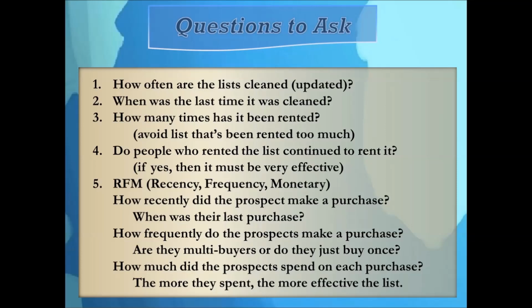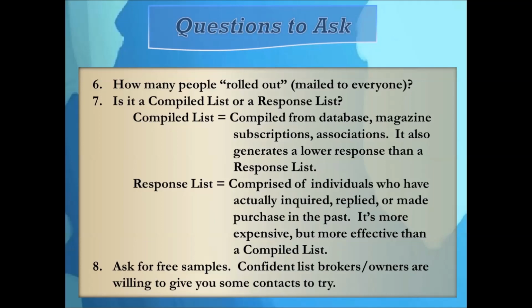RFM: recency, frequency, and monetary. When was their last purchase? How frequently do the prospects make a purchase? Are they multi-buyers or do they just buy once? People who buy a lot are inclined to buy more. Monetary means how much the prospects spend on each purchase. The more, the better. How many people rolled out, meaning mailed to everyone on the list? If they did that, it means the list works very well.